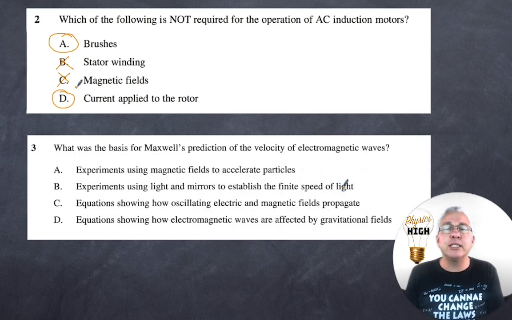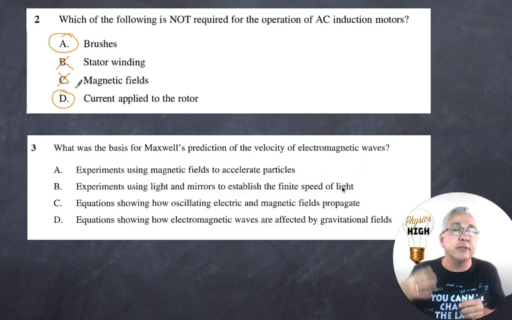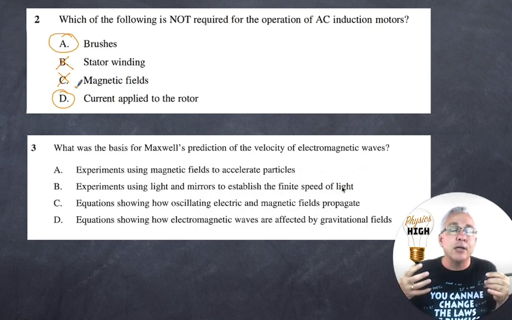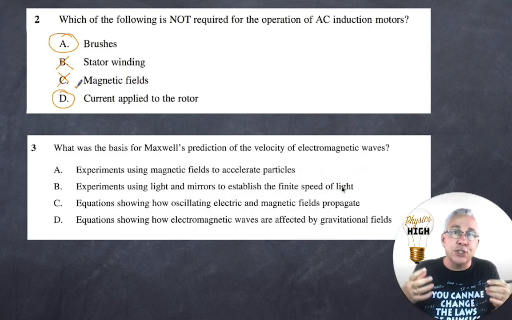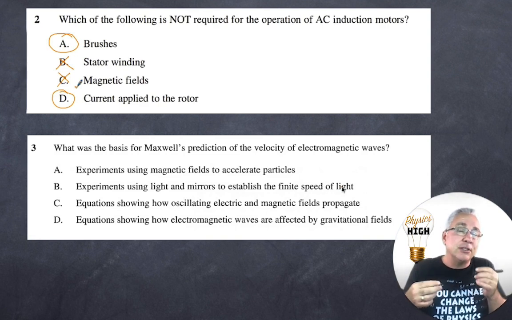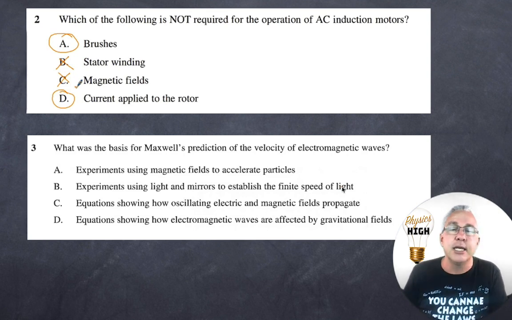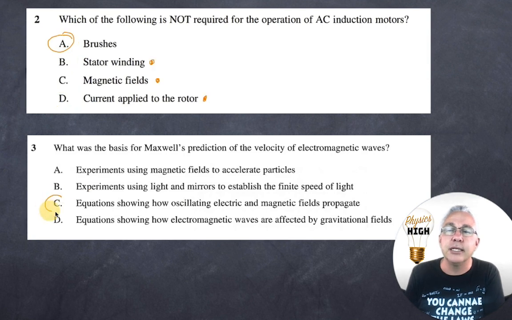For question number 3, what is the basis for Maxwell's prediction of the velocity of electromagnetic waves? Well, in terms of Maxwell, hopefully you understand that his big claim to fame is the unification of electricity and magnetism by combining his 4 formulas. As a result, he generated the idea of electromagnetism, and that was alternating electric fields and magnetic fields that were self-propagating, and they traveled at the speed of light. So given that is the nature of Maxwell, clearly the only possible answer is C.